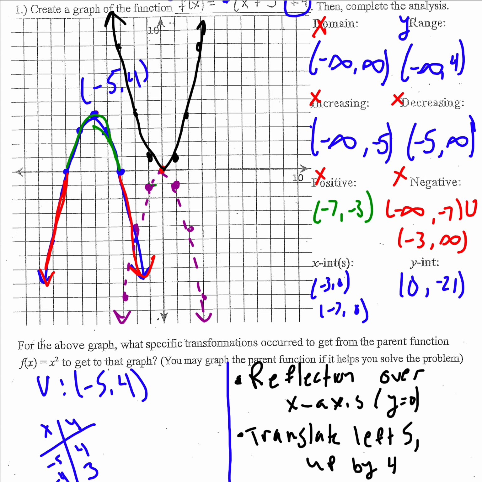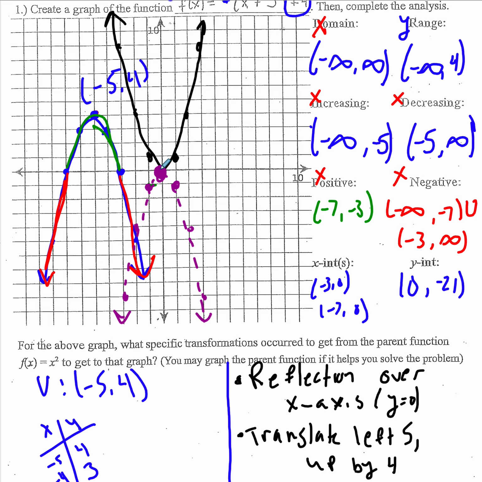So what I say is stick to the vertex. Start with the vertex, because these are what we call rigid transformations or rigid motions. And what that means is that when I move a point, for example, a translation, when I move one point left by 5, every other point moves left by 5. When I move it up by 4, every other point moves up by 4. When I reflect over the x-axis, every point reflects the exact same amount. And that's how it keeps the same size and shape.